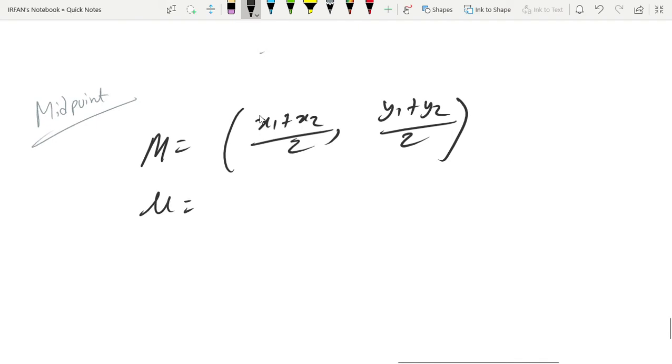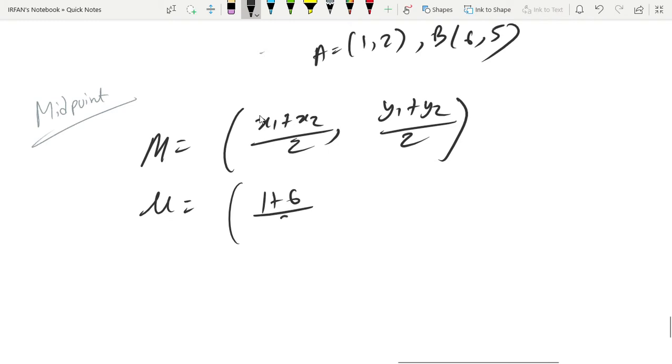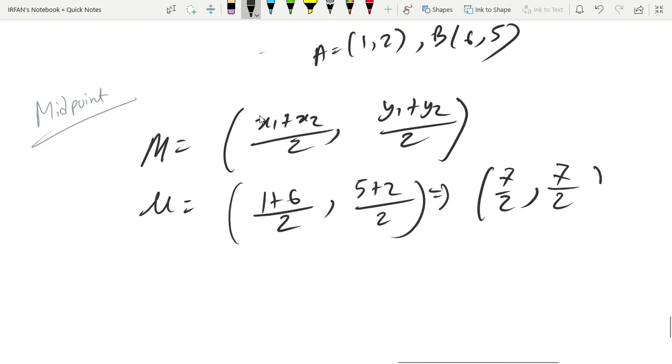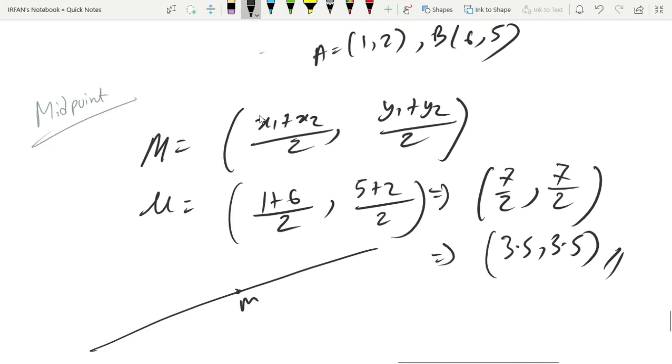So what's the midpoint of the coordinates 1, 2 and 6, 5? So we have our A is 1, 2 and B is 6, 5. So the midpoint is 1 plus 6 divided by 2, comma, 5 plus 2 divided by 2. So it should be 7 by 2, 7 by 2. Same. So the midpoint is 3.5 and 3.5. That's it. This is the midpoint coordinate. If we have a line, this is our midpoint. It occurs at 3.5 and 3.5 of the x-axis and y-axis.